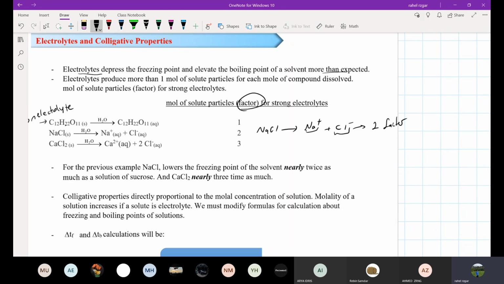So in here NaCl will increase concentration, will have a concentration twice as much as a non-electrolyte. If it has twice as much concentration, then it has twice as much effect on the colligative properties. For example, NaCl lowers the freezing point of a solvent nearly twice as much as sucrose. Why? Because sucrose has a factor of 1. NaCl, when it dissolves, becomes 2. So it has twice as much effect on freezing point as sucrose.